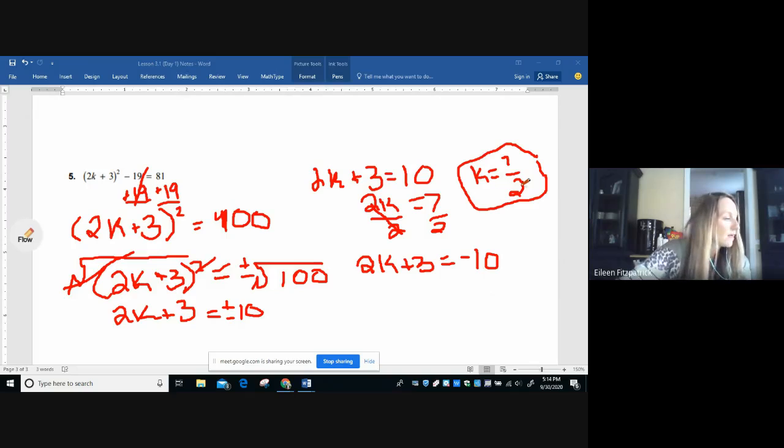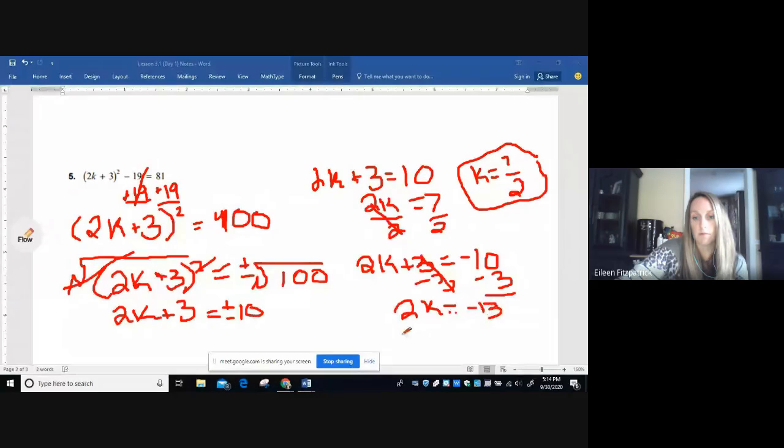All right. And then I'm going to subtract 3 from both sides here. It's going to give me a negative 13. So I have 2k is equal to negative 13. And then divide both sides by 2. And you're left with k is equal to negative 13 over 2. And that's my other answer.